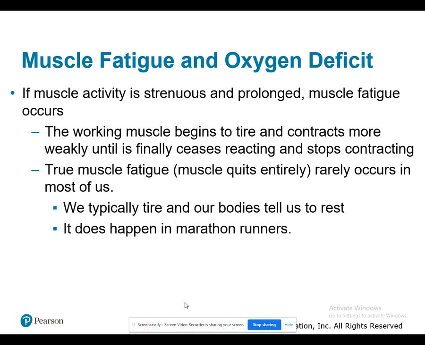Next, we're going to talk about muscle fatigue and an oxygen deficit. If muscle activity is very strenuous and prolonged, muscle fatigue happens. The working muscle will begin to tire and it will contract less or more weakly until it finally stops reacting and stops contracting. True muscle fatigue is when the muscle quits entirely, and this actually very rarely occurs in us because typically we're going to tire, and our bodies are going to tell us to rest. However, they have seen true muscle fatigue happen in marathon runners where they have run so hard that when they cross the finish line, they collapse and they physically cannot get back up.